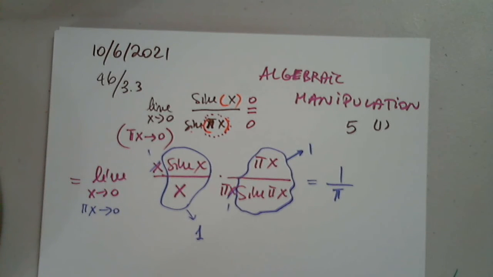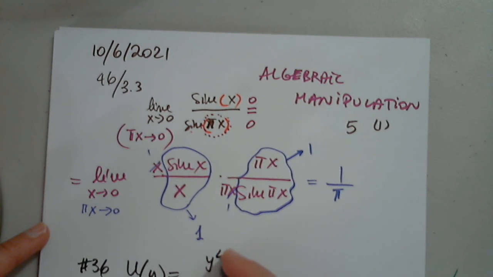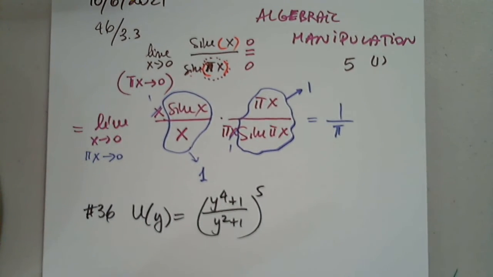Okay. Which one? I couldn't hear. 36. 36 it is. Very good. Excellent. So it's u of y, and that is y to the 4th plus 1 divided by y squared plus 1 and everything raised to power 5. Okay. So it's a good example for the chain rule. So let's work on this.